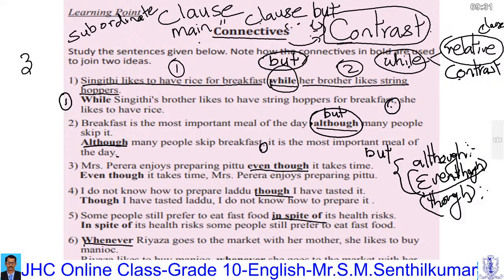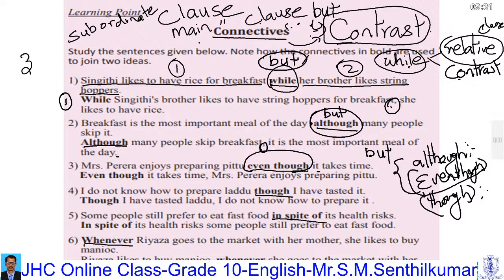Mrs. Pereira enjoys preparing pittu. Here he used it. Even though it takes time. More emphasis here. It takes time. It takes a long time. But she enjoys preparing food too, even though. That is why. Oh, it doesn't matter. Even you can use it. Although is accepted. Although is correct. Even though it takes time, Mrs. Pereira enjoys preparing food.